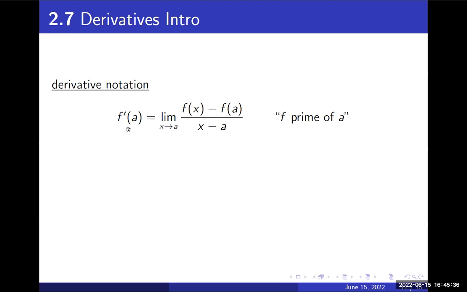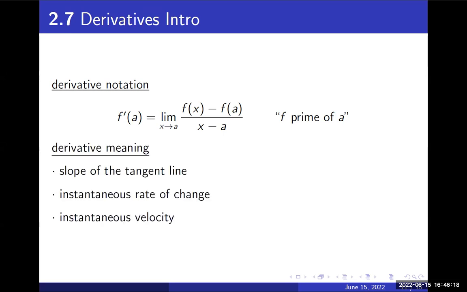You read that as f prime of a. It's like a little apostrophe right there. And it's equal to exactly the formula we just saw for the slope of the tangent line: the limit as x approaches a of f of x minus f of a over x minus a. So there you go. Who came up with this notation? I don't know, but it's pretty simple. It's about as close as you can get to f of a, but it means something different, with that little prime, the apostrophe.